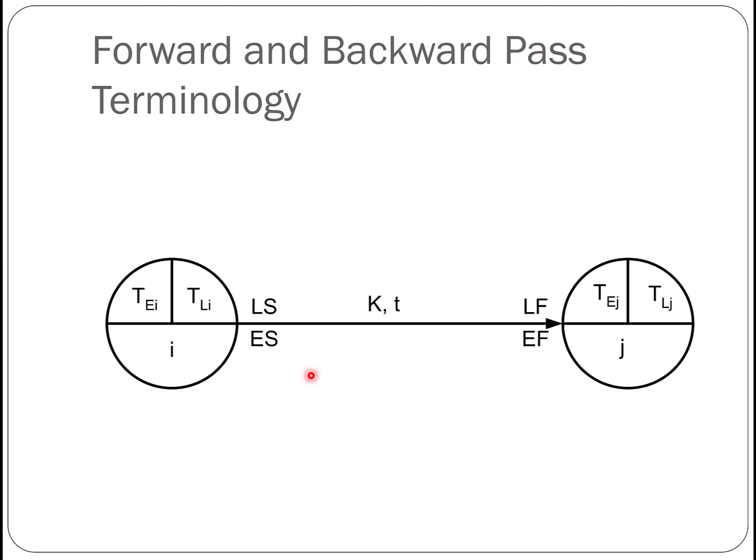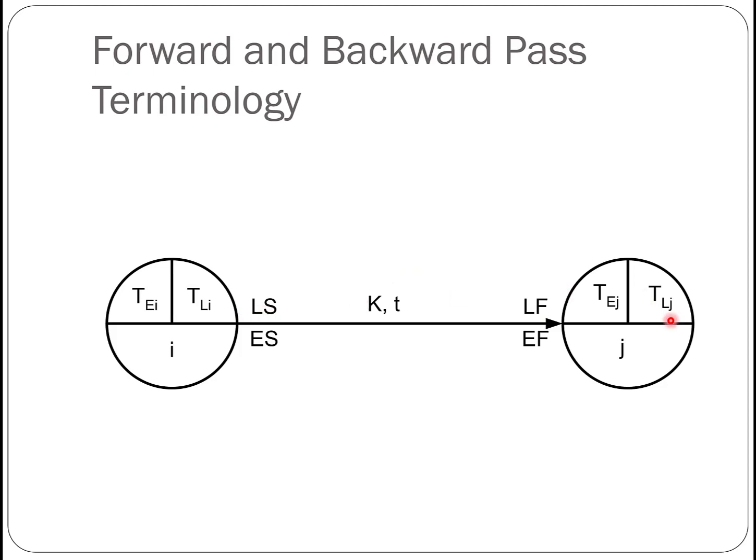And when we go with the forward and backward pass, we're going to put some more values on our network. Recall that first we put on the arc the activity name. For example, here the activity name is K, and it takes T days to complete. And then we're going to go forward to find out what's the earliest start time for this activity and what is the earliest time to finish this activity. And then we go backward to find out what's the latest time to finish this activity and what is the latest time to start this activity.